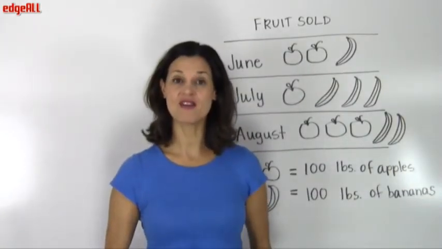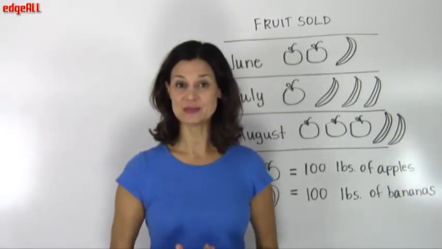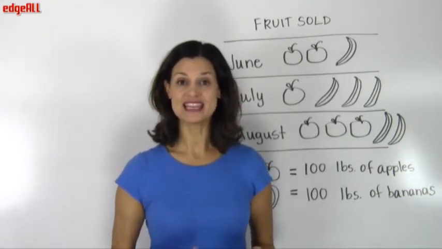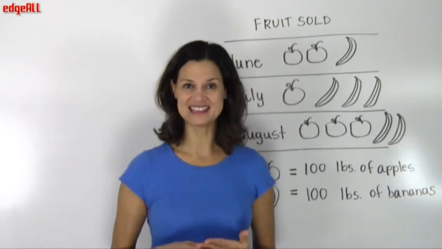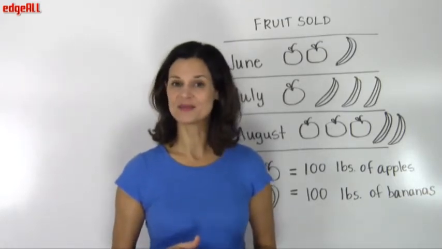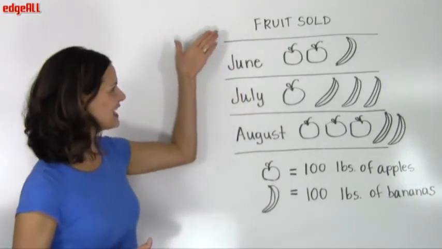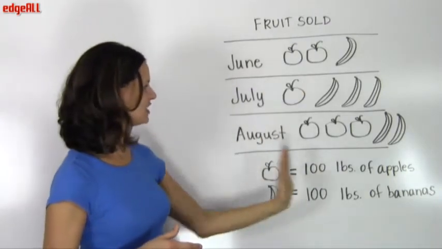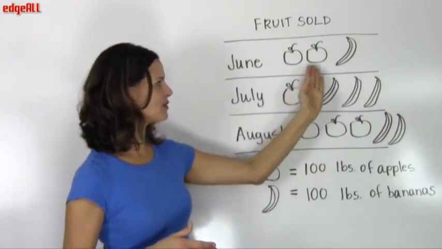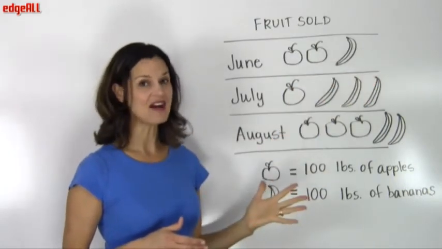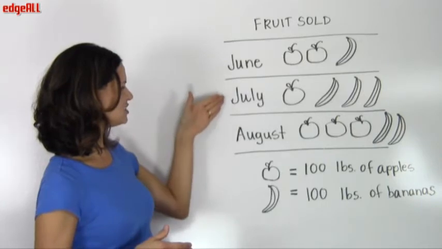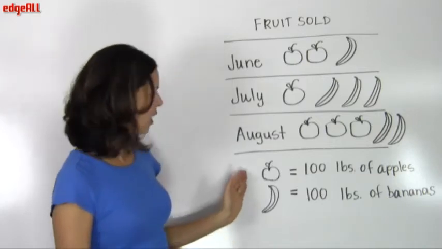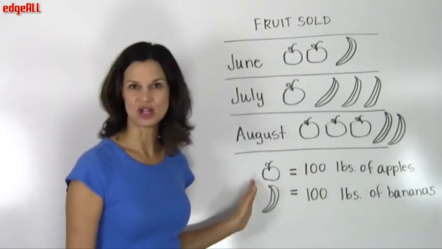Sometimes a pictograph can have more than one symbol and express values for more than one thing. For example, a farm can keep track of apples and bananas sold on the same graph. So if we have a graph like this for a farm keeping track of the amount of fruit sold, we can see as we look at this graph that they have both apples and bananas on the same graph. We have the months of June, July, and August, and then we have our key here to tell us what value each symbol is worth.